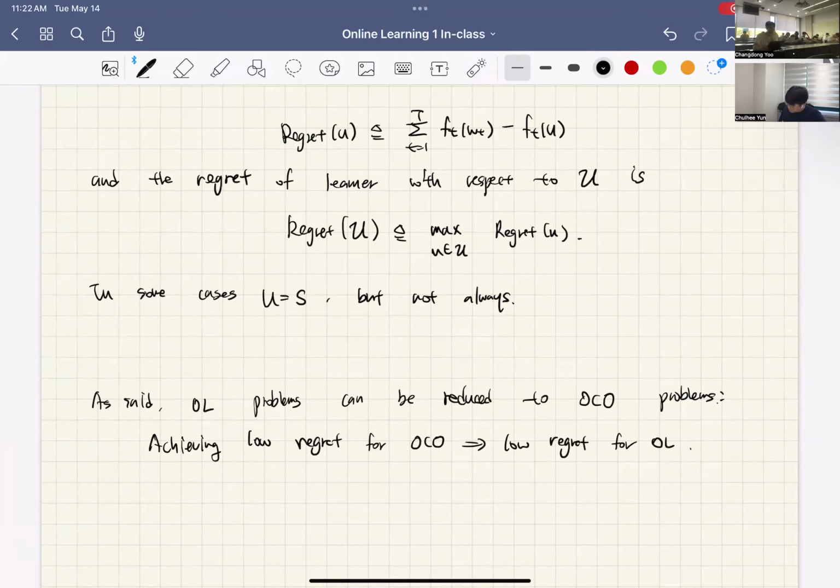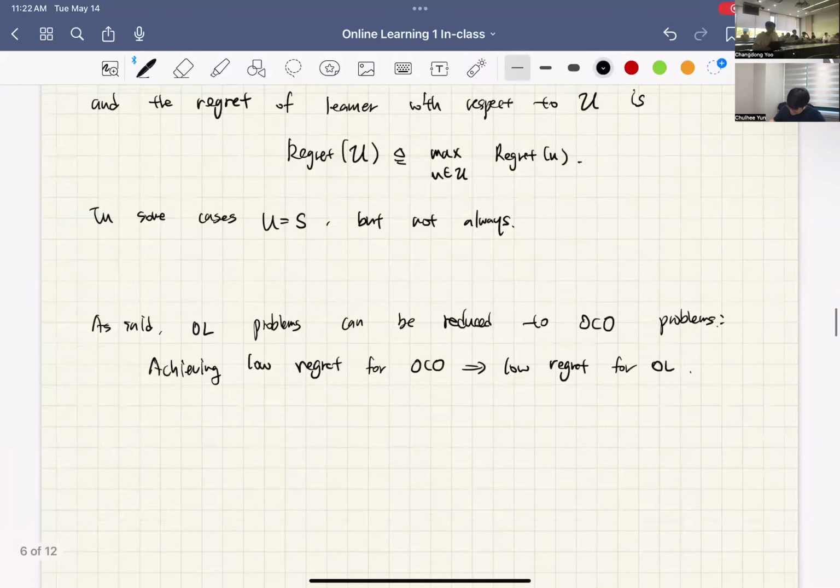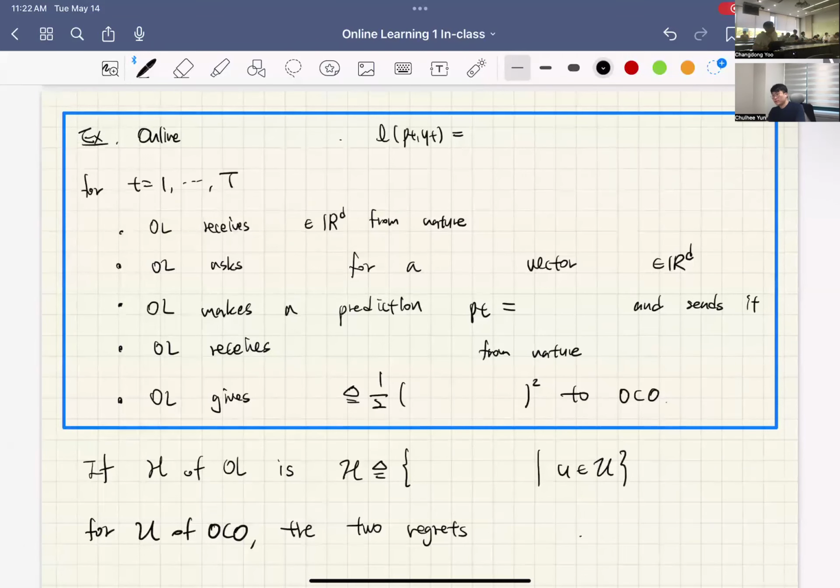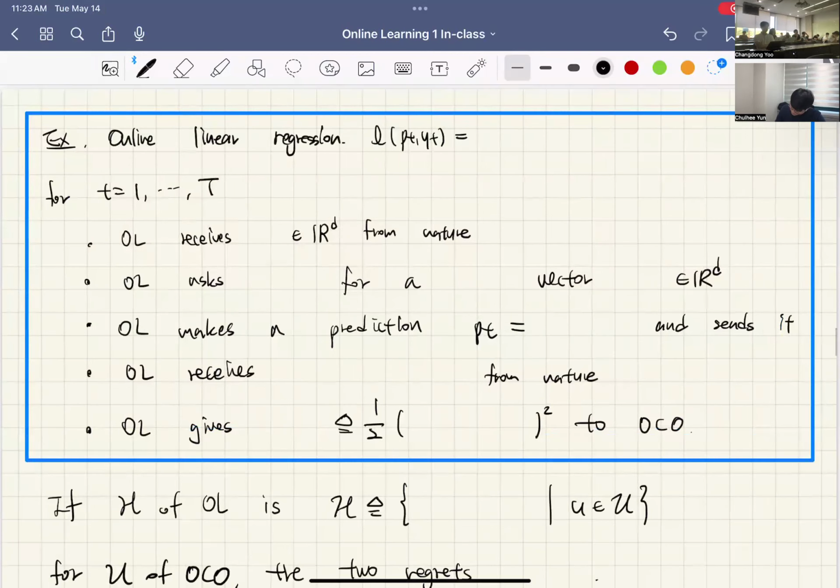Okay, let me give you some concrete examples right now. All right, so the first example is perhaps the best suited for the online convex optimization formulation. So this is online linear regression. We want to solve the linear regression problem. It's a very classical topic, but in an online setup. So in the online learning case, the loss function for linear regression is naturally the squared loss, the squared discrepancy between our prediction pt and the true label yt.